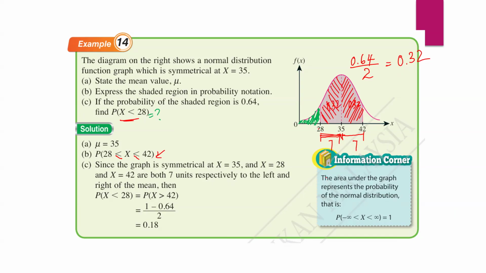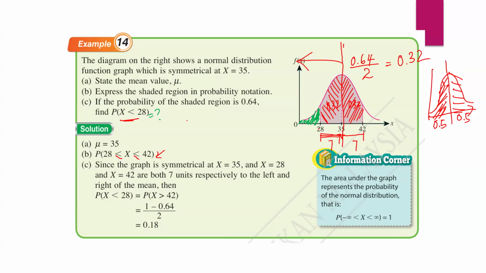So if we want to find the green region, we have to separate into two. Do you still remember I just mentioned that the left-hand side and the right-hand side have the same probability, which is 50%, 0.5 and 0.5? The maximum of the probability is 1. So when you separate the two, it is 0.5 plus 0.5. So the left-hand side, here to here, is 0.5.